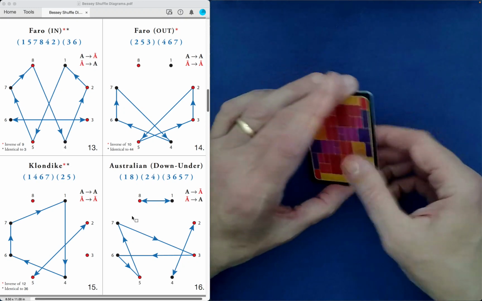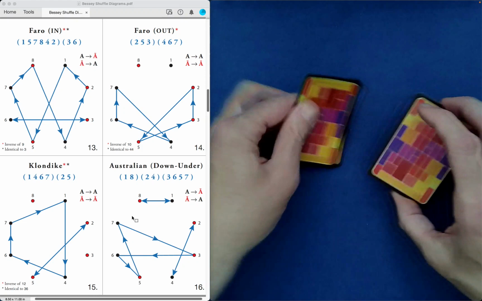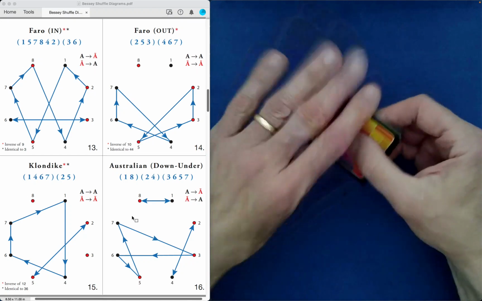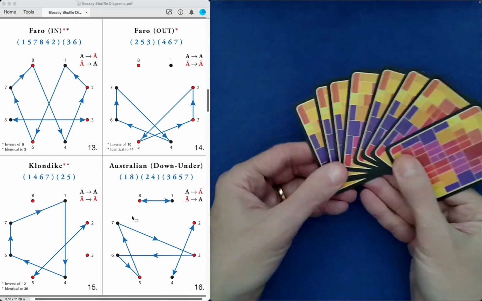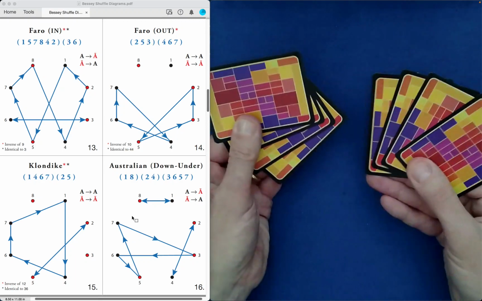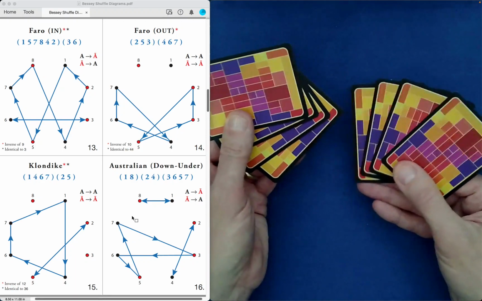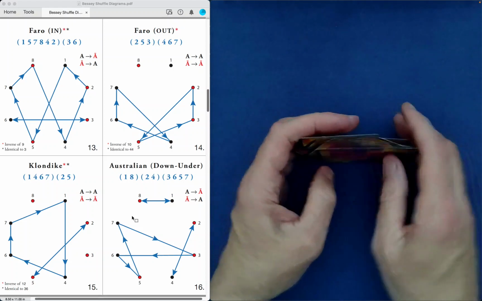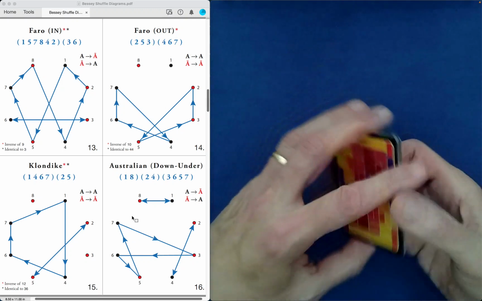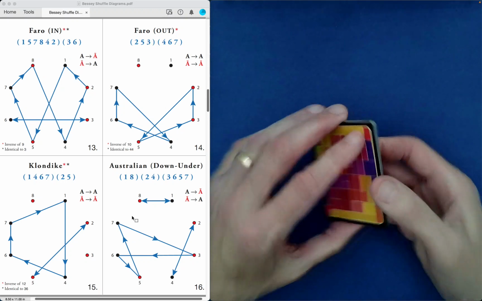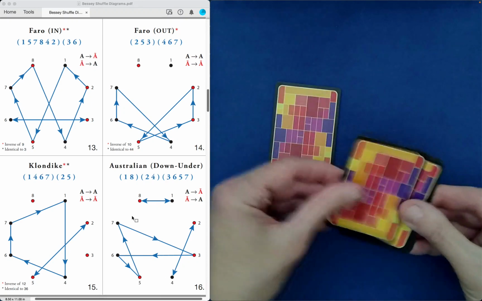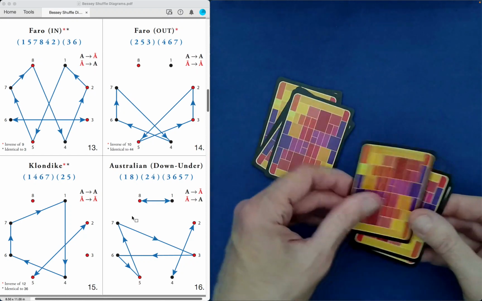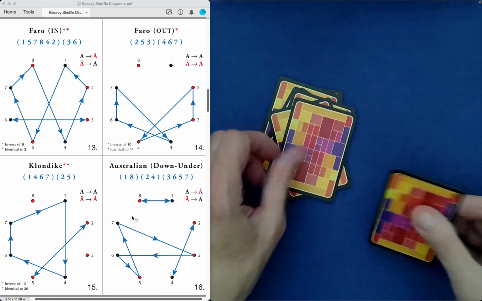So I don't know if we need to do those again. So maybe they asked for the Klondike. Okay, Klondike shuffle first. And then maybe a Pharaoh in next. So this is where you take the bottom half here, and then you're wanting the one on the right to be lower. And then you just perfectly interlace them is all you do. And then maybe we'll follow that up with the Australian down under. Okay, so this is down, under, down, under, down, under, down, under, down, under, down, under, down. Last one goes on top.